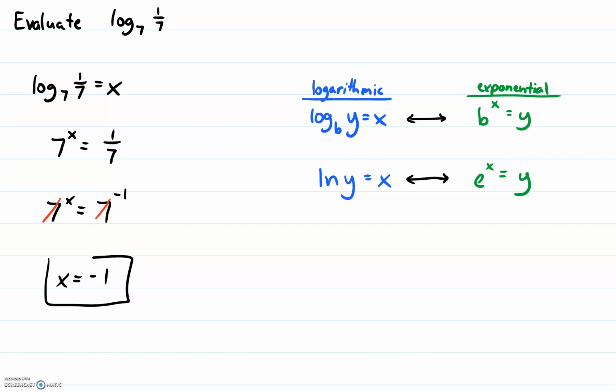And that's our answer, because originally log base 7 of 1 over 7 was equal to x, or the thing we wanted to know. And now we know that that thing is negative 1.